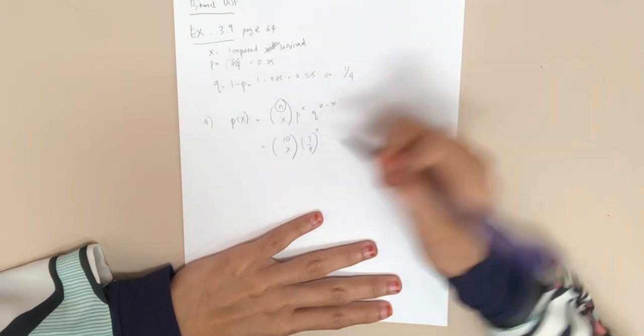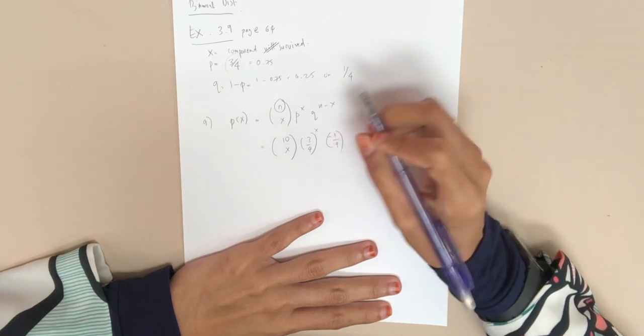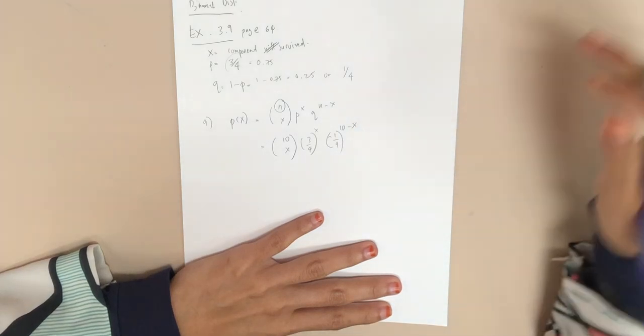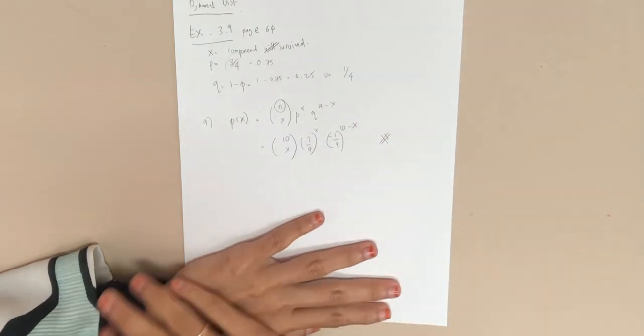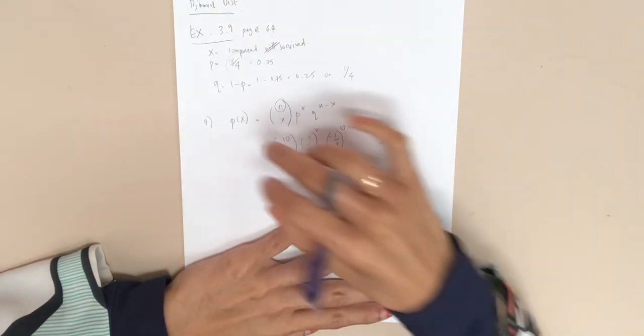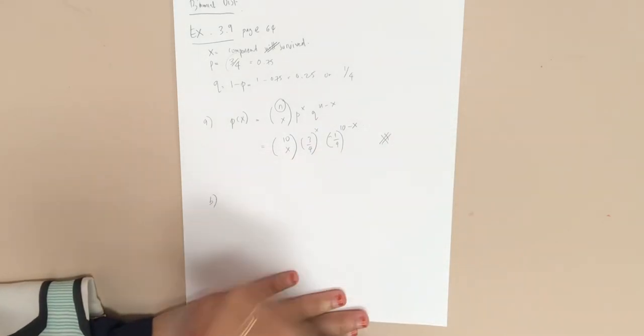So x remains as x, and q, what is q? 1/4. And what is your n just now? 10. And what is your x? X is still an x. So this is what we call the PDF for this question. So this is a PDF, the general function. So we proceed to B.